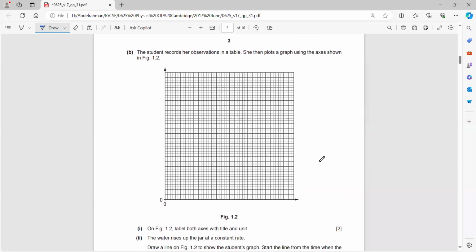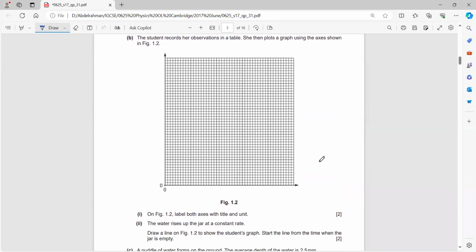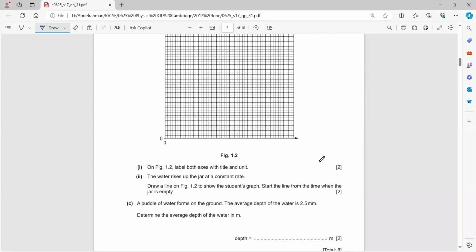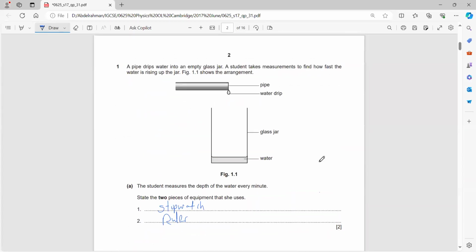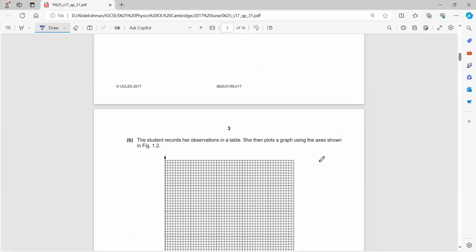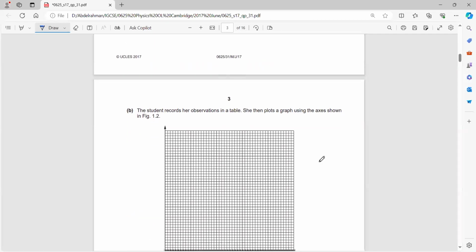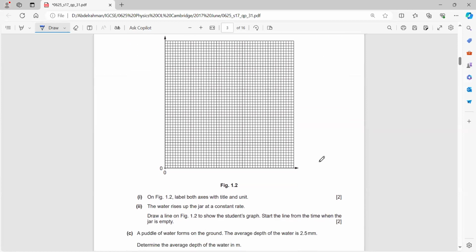Student records her observations in a table. Then she plots a graph using the axes shown. On figure 1.2, label both axes with the title and unit. What do you think we should label these axes? This is not a paper 6 question, don't worry.